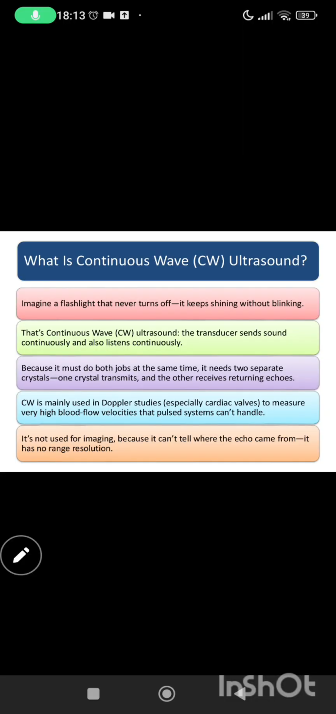First, some questions from the last discussion. What is the cause of the color bleeding artifact? The main cause is high gain. So, high gain is a main cause of color bleeding artifact. So, what can we do to reduce it?